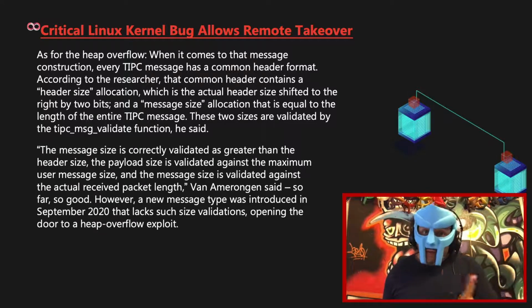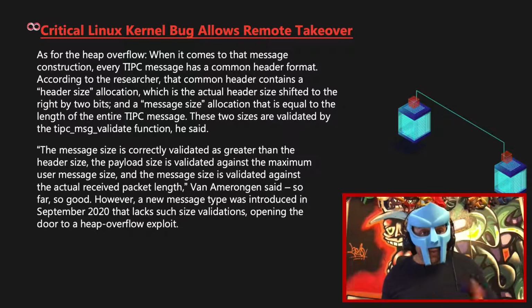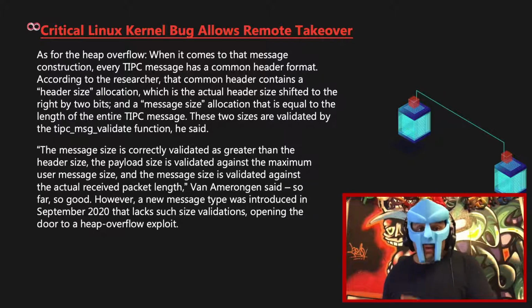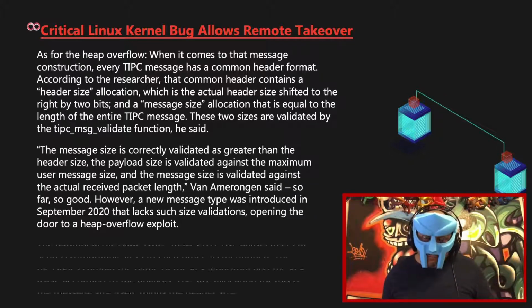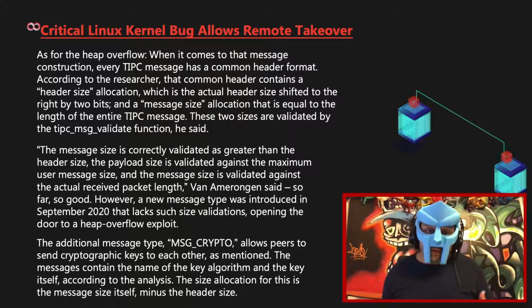So far, so good. However, a new message type was introduced in September 2020 that lacks such size validations, opening the door to a heap overflow exploit. So, prior to September 2020, all of the message types had this size validation. With this new message type in September 2020, this new type did not include that size validation, which allows the heap overflow. The additional message type, which is called message_crypto, allows peers to send cryptographic keys to each other, as mentioned. The messages contain the name of the key algorithm and the key itself, according to the analysis.